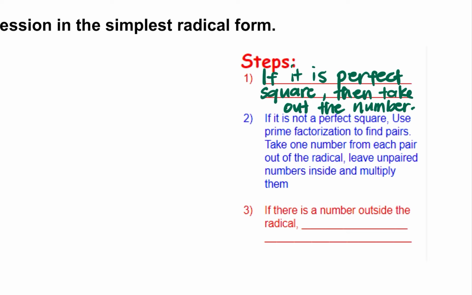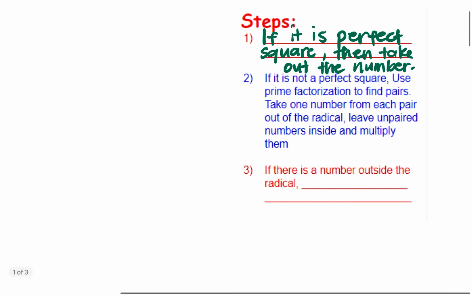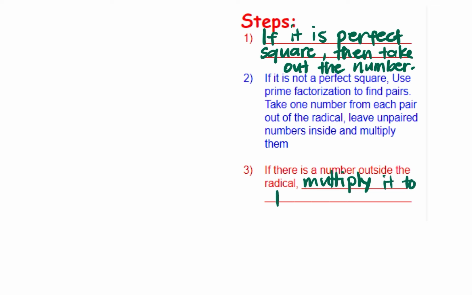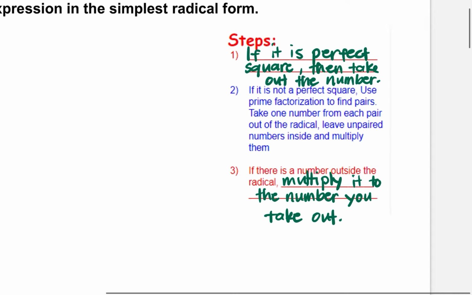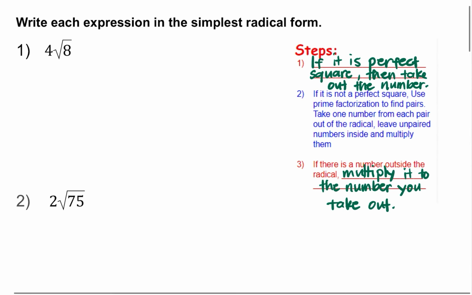Okay, so I'm going to explain to you what this means. And number 3, if there is a number outside the radical, multiply it to the number you take out. Okay, so let's follow the steps as we try and solve the given problem.